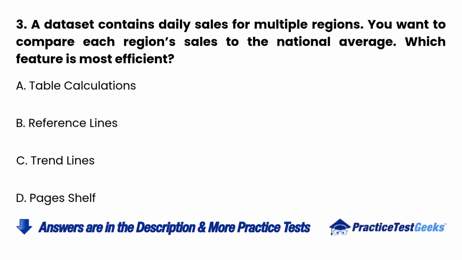3. A data set contains daily sales for multiple regions. You want to compare each region's sales to the national average. Which feature is most efficient? A. Table calculations. B. Reference lines. C. Trend lines. D. Pages shelf.